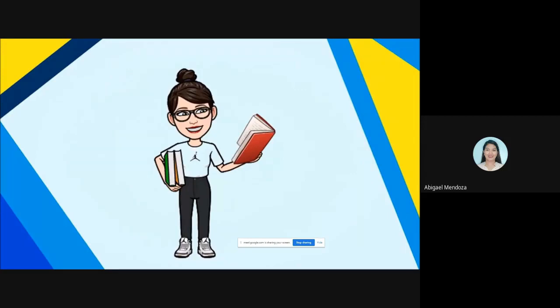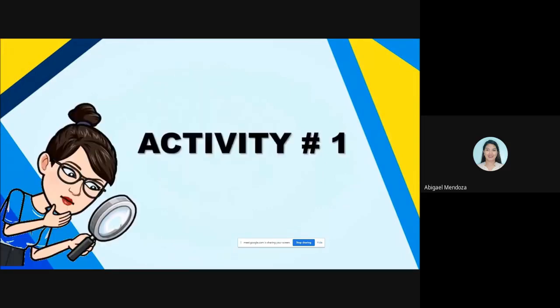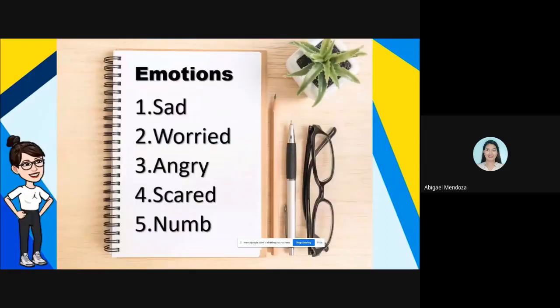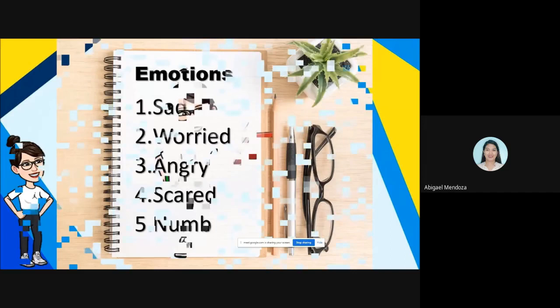So far, we have discussed your routines and feelings during the past few months of pandemic. Today, we shall focus on how to manage your feelings. Activity number 1. Your reactions and emotions presently. Emotions. Number 1, sad. Number 2, worried. 3, angry. 4, scared. 5, numb. Yan yung pwede ninyo i-verify.